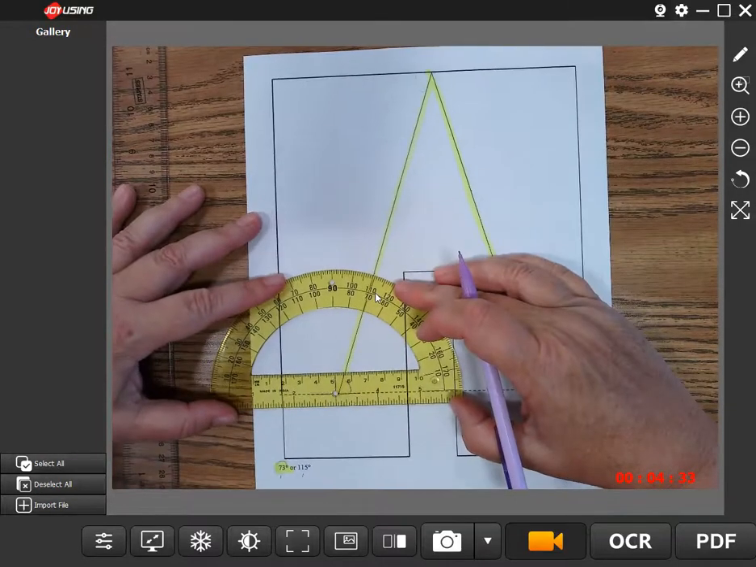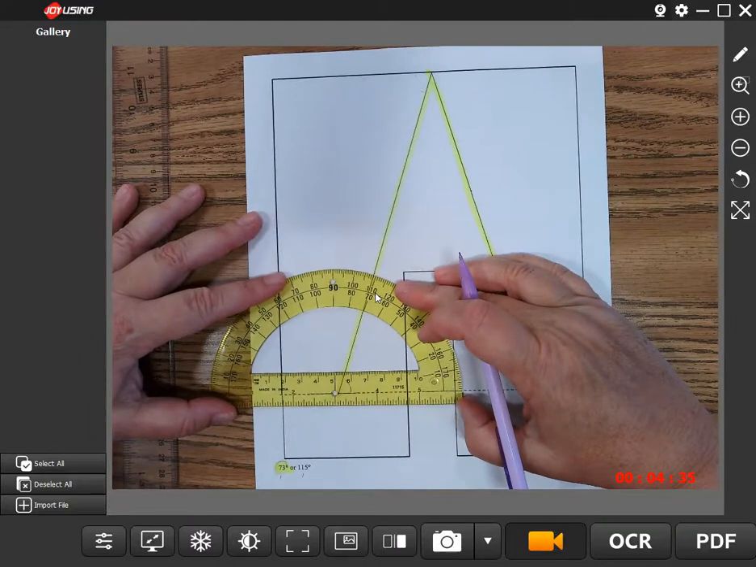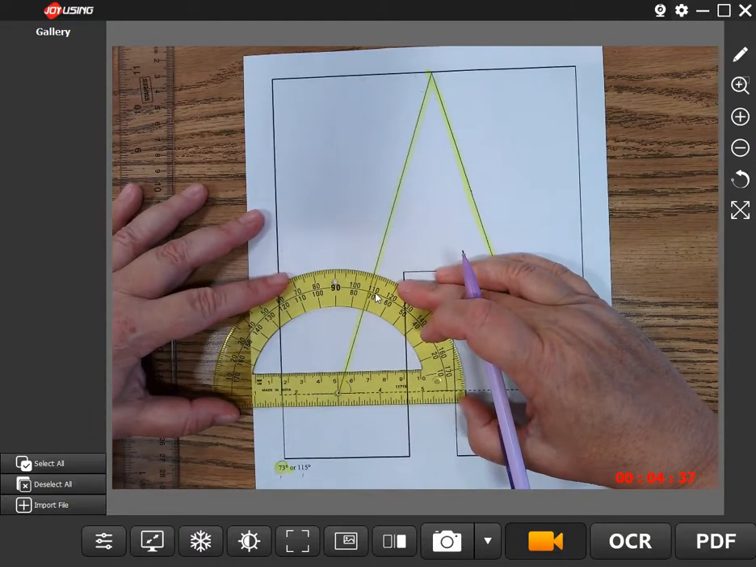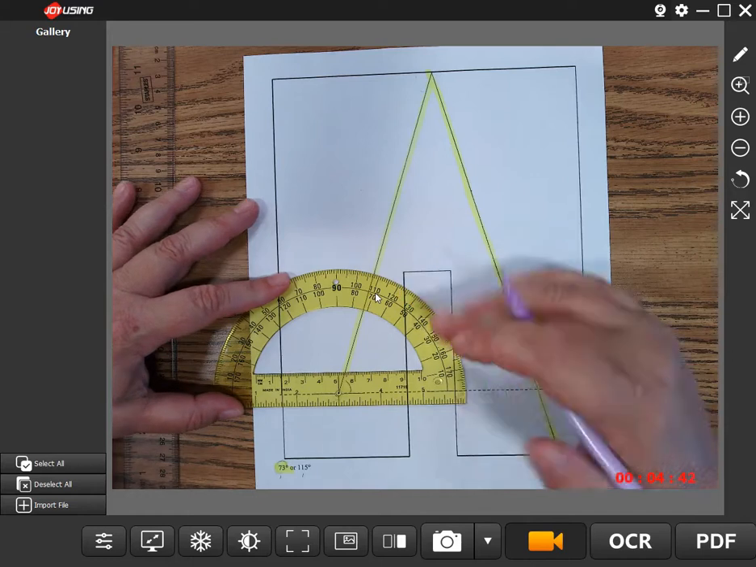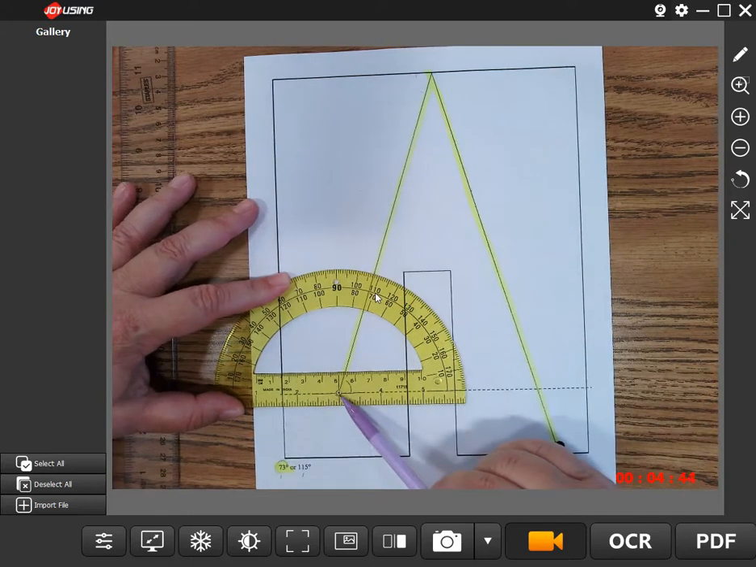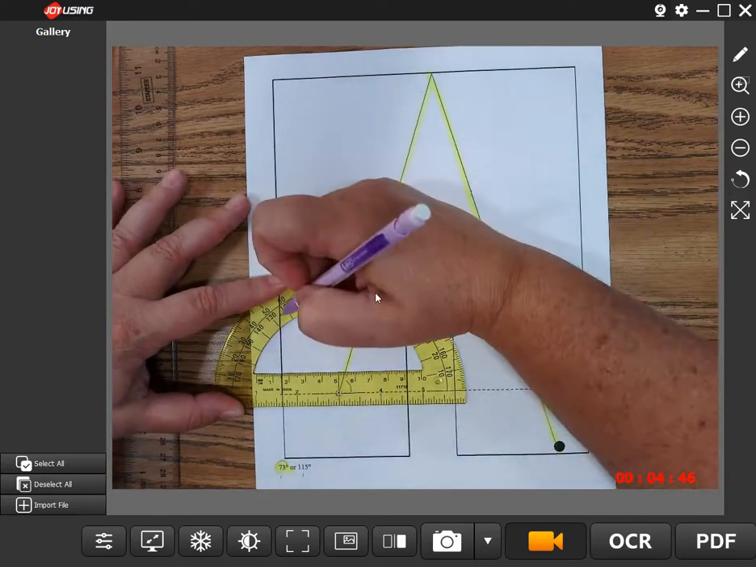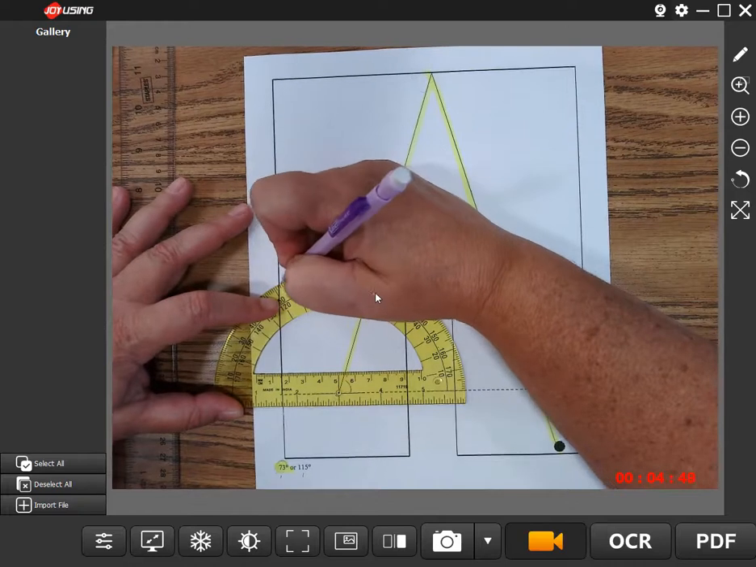So again, I'm going to measure from the right. Oops. Being very careful to get that vertex right in the center of that. I'm going to measure 115 from the right. So here's 115.